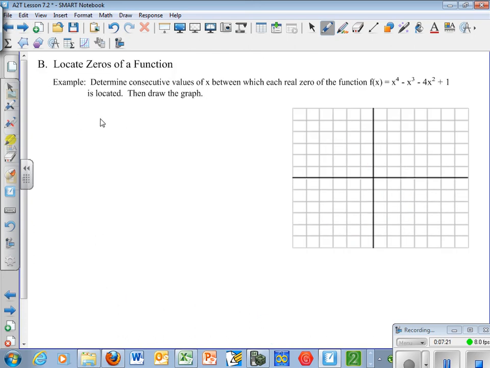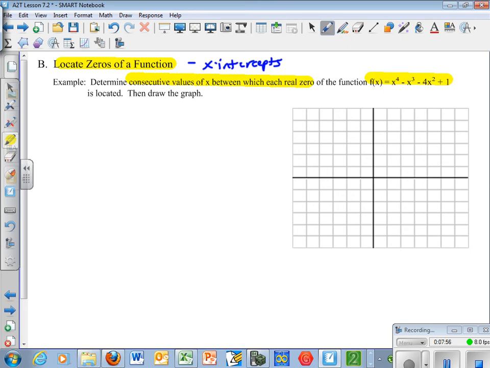Now we're going to actually locate the zeros. So we're going to graph it, and we're going to look at where it goes through the x-axis, because remember, the zeros are the x-intercepts, the zeros, or the roots of the function. So determine the consecutive values of x between which each real zero is located. It's kind of what I was doing on the last problem. If it goes somewhere between negative 3 and negative 4, you're going to state that. Okay, and here's our function: f of x equals x to the 4th minus x cubed minus 4x squared plus 1.